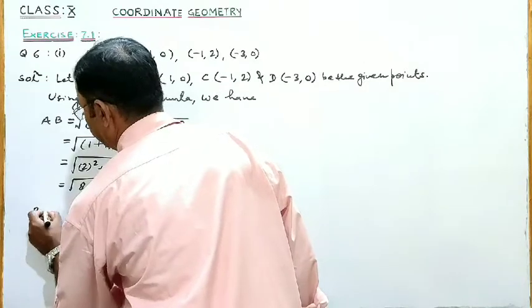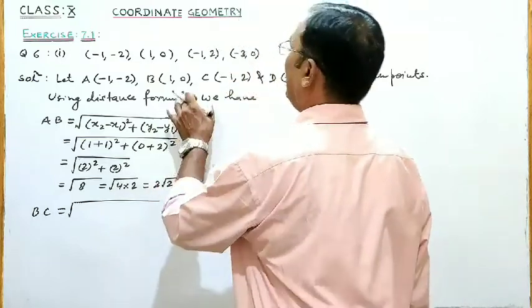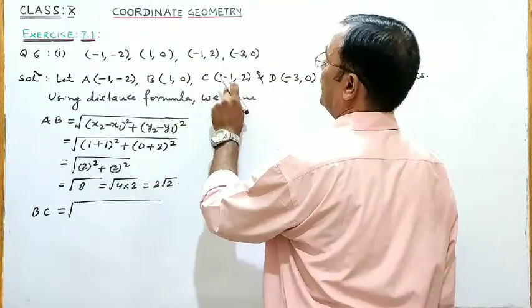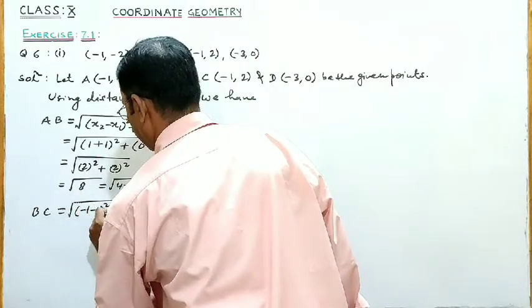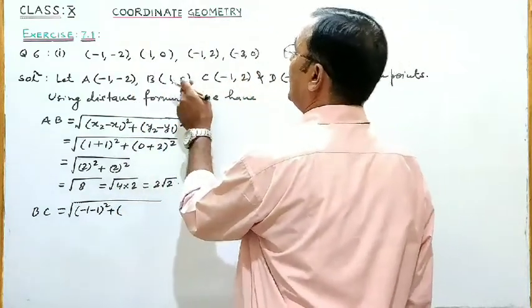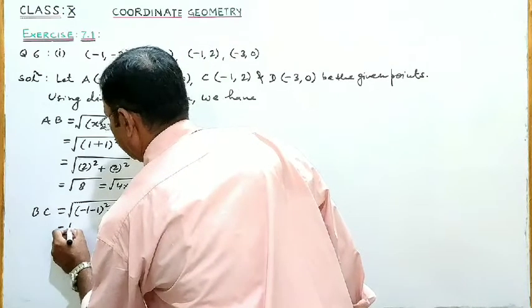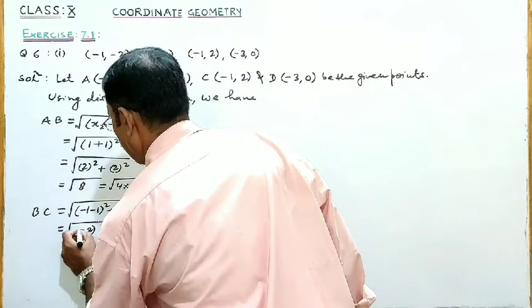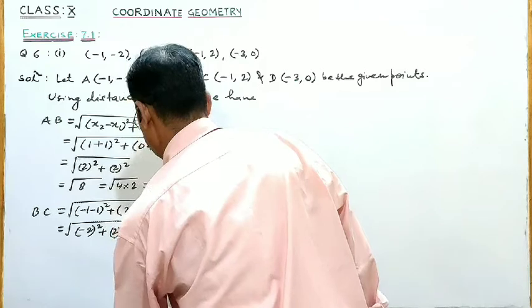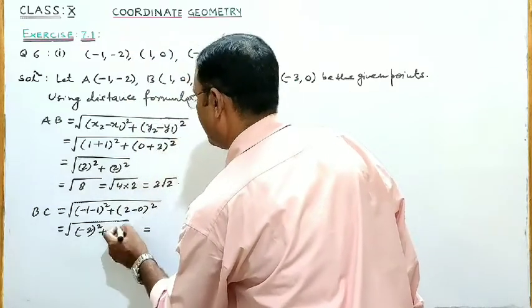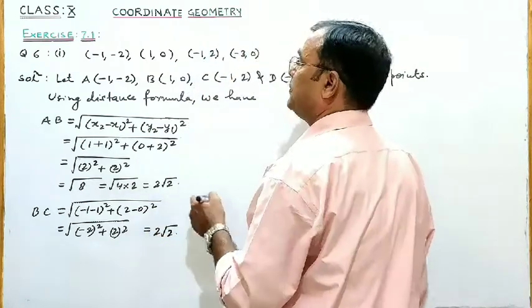Similarly, BC is equal to under root x2 minus x1 whole square. So minus 1 whole square plus 2 minus 0 whole square. This is under root minus 2 square plus 2 square. This is also 4 plus 4, 8. 8 can be written as 2 root 2. So this is BC.